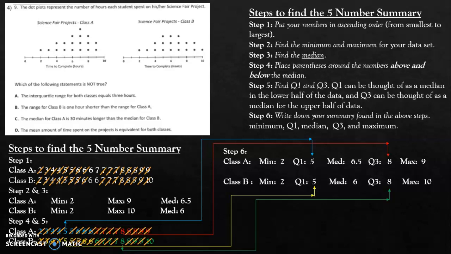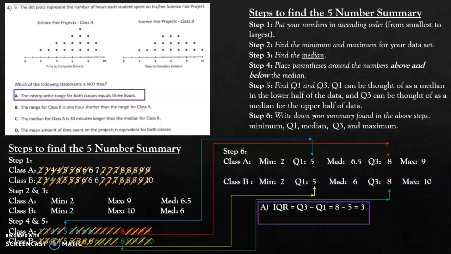Now that you're done with this, now we can go through the answer choices. So what the first one says, the interquartile range for both classes equals 3 hours. Okay, so in order to understand A, you have to understand what interquartile range is. So IQR is the same thing as quartile 3 minus quartile 1. This is going to signify 50% of your data. So I take Q3 minus Q1 for each one, for A and for B. And you'll notice that both of them are 3. So they have to be the same.